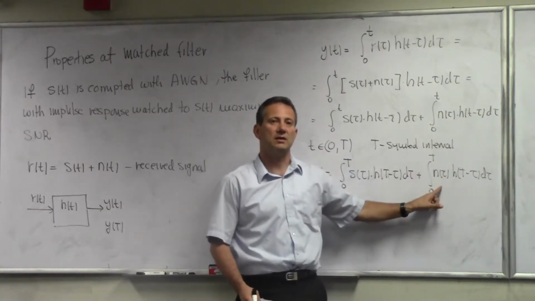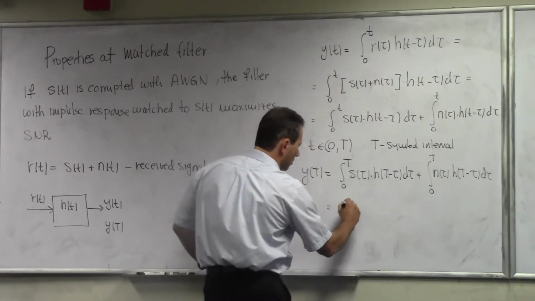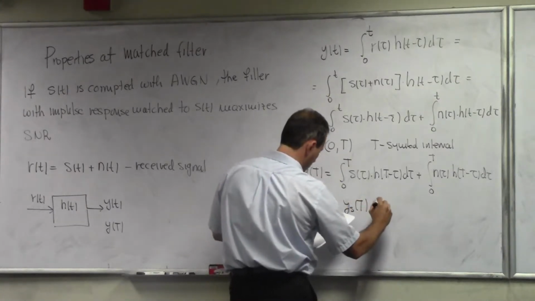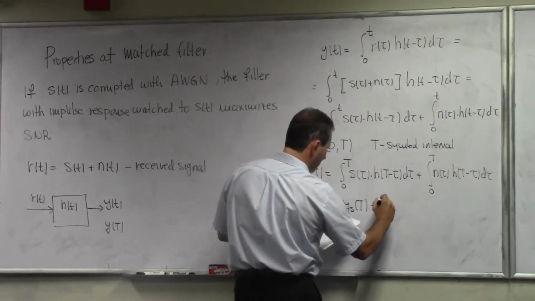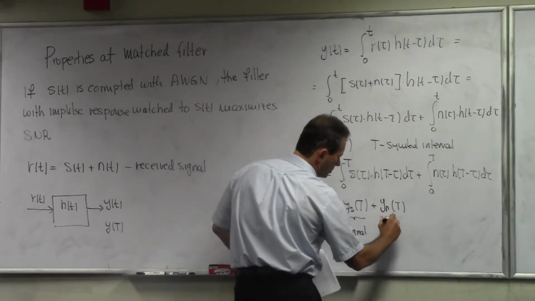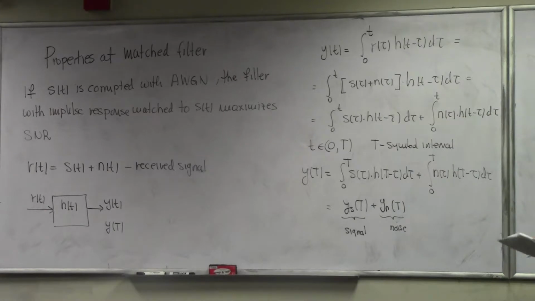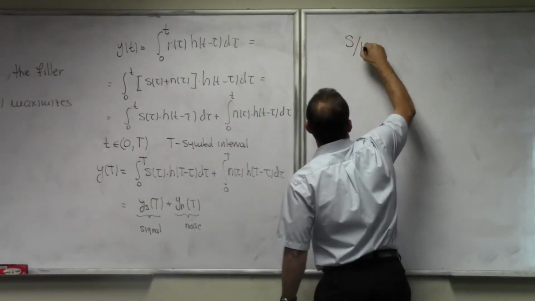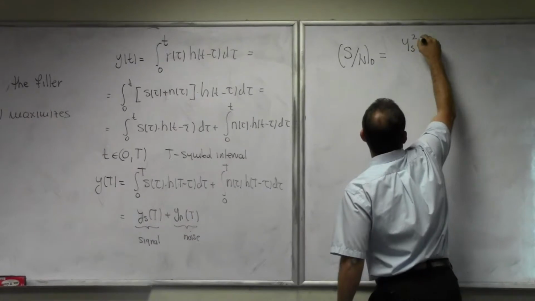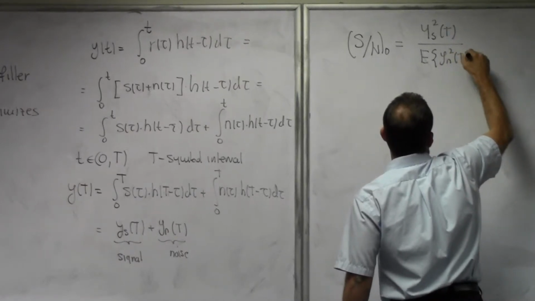Why is this random? Because N is random. N is the noise, and it's different every time. So I can call this Ys of capital T plus N, or I have it here, Yn of capital T. This is due to signal, and this is due to noise. Okay? So here's how I define signal-to-noise ratio in this case. Signal-to-noise ratio at the output of this filter is given as Ys squared at capital T divided by expected value of Yn squared of capital T.